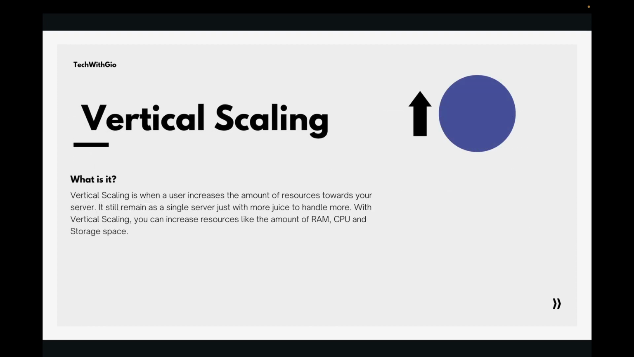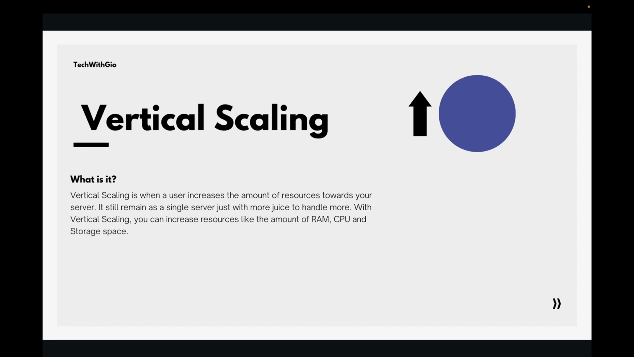So what is vertical scaling? Vertical scaling is when a user increases the amount of resources towards a server. So initially, say for instance we're using AWS, we might just use a micro instance for a specific application, the smallest amount of resources that a server needs. But as the amount of users increases, you may want to increase the amount of resources that the server needs to run. So that means you may want to increase the amount of RAM that the server is using, the amount of CPU, and the amount of storage space.